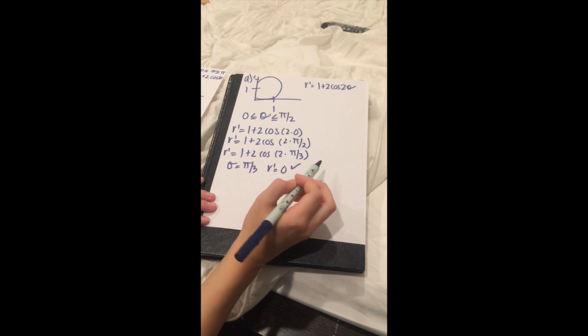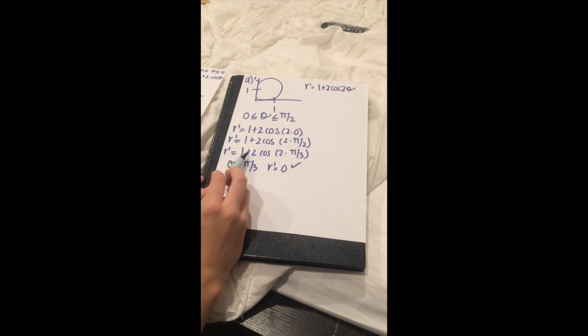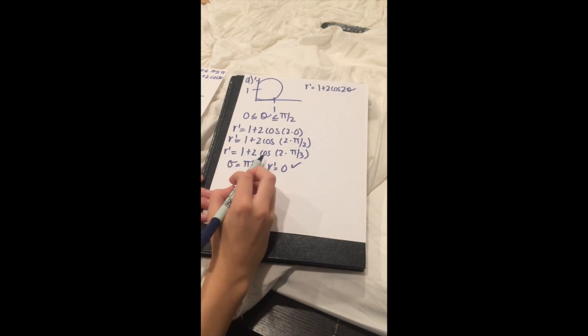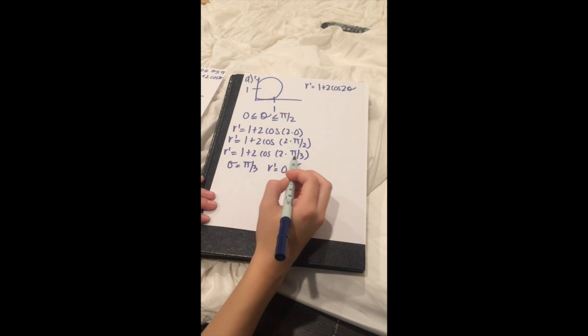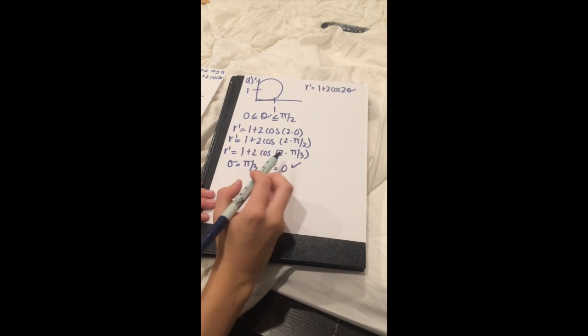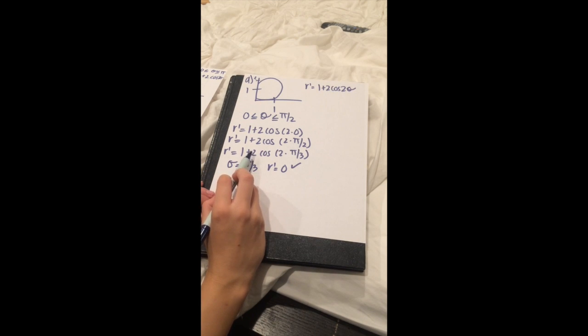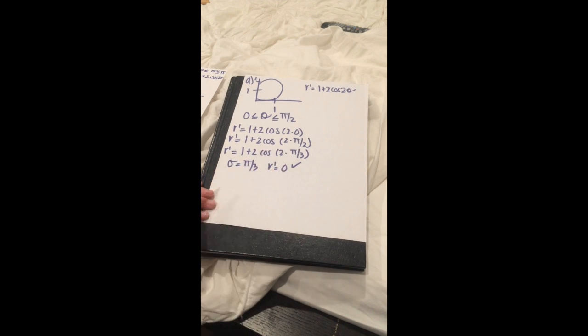We're checking a point in the middle as well, so R prime is equal to 1 plus 2 cosine, and we're checking pi divided by 3, so cosine of 2 pi divided by 3. That's going to equal negative 1/2. Negative 1/2 times 2 is negative 1, and then 1 plus negative 1 is 0. So when theta equals pi divided by 3, R prime equals 0.